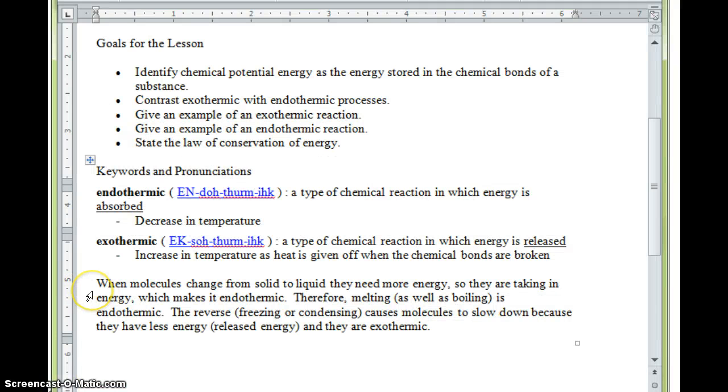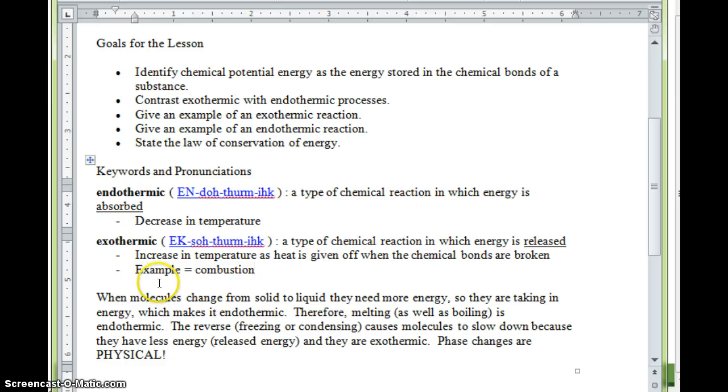So what I added to our notes: when molecules change from solid to liquid, they need more energy. When they are taking in energy, that makes it endothermic. Therefore, melting as well as boiling is endothermic. The reverse, freezing or condensing, causes molecules to slow down because they have less energy. They release the energy and they are exothermic. And just remember, phase changes are physical, right? Also under exothermic, I'm adding the example of combustion.